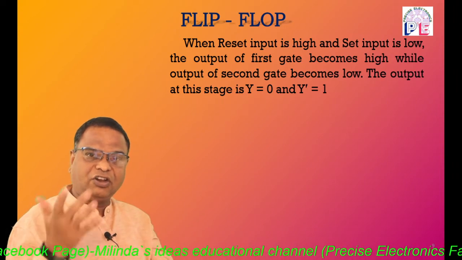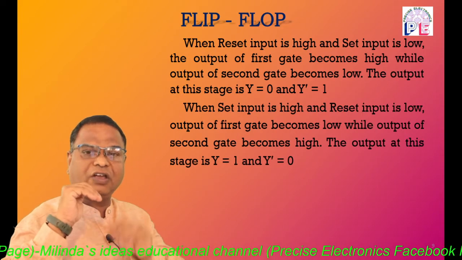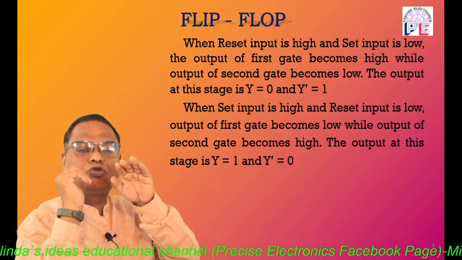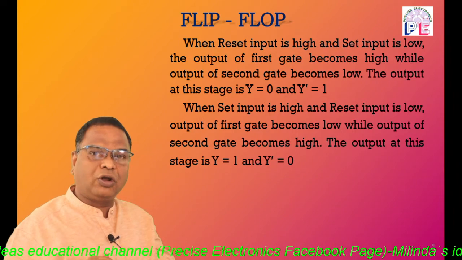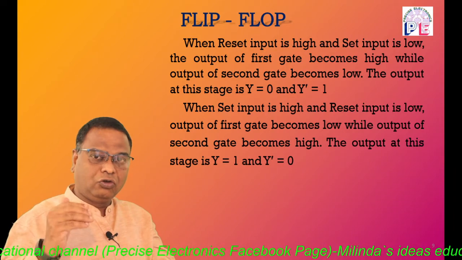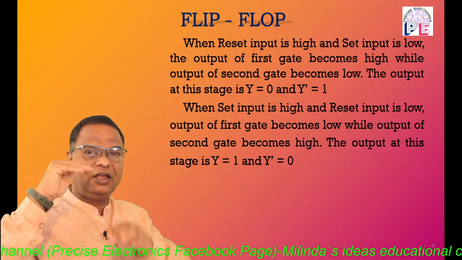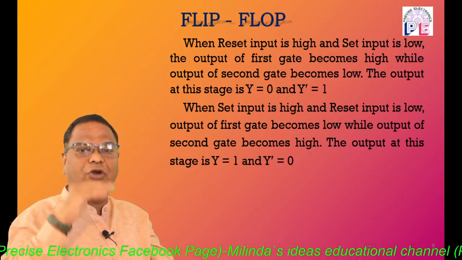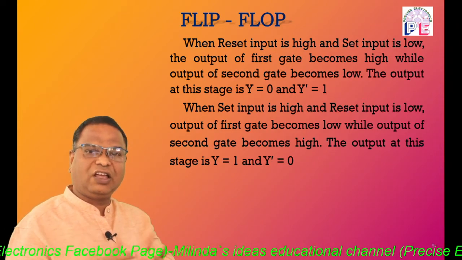Next, that is the third case, when set input is high and reset input is low. When set input is high and reset input is low, the output of the upper NOR gate now goes to low level. That means the Y complement goes to low level, while the output of the lower NOR gate becomes high. That is Y is equal to 1. So in this case, the flip flop is in set mode. That means when the set input is high and reset input is low, the flip flop is in set mode and outputs are now Y is equal to 1, Y complement is 0. That is set mode.